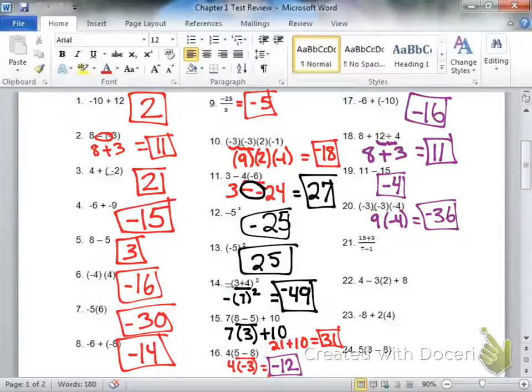I'm kind of flying through these because you've had these for a while. I'm assuming these are all good. Order of operations you guys seem pretty strong in. Any questions? Do I need to slow down?